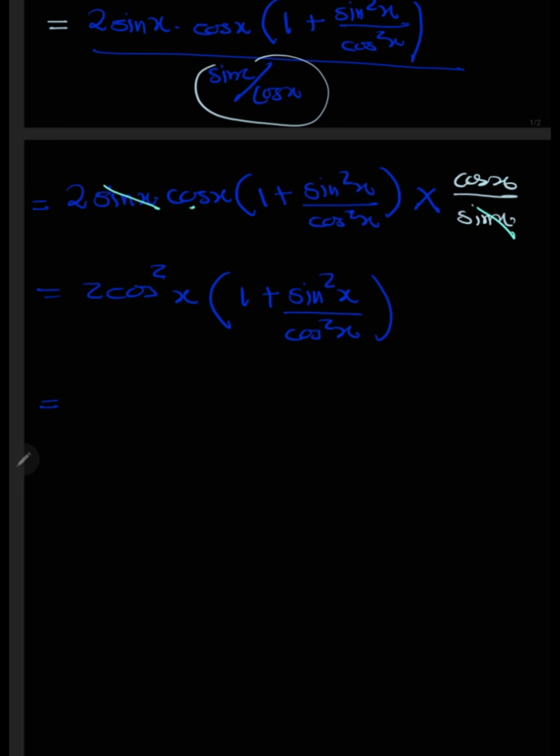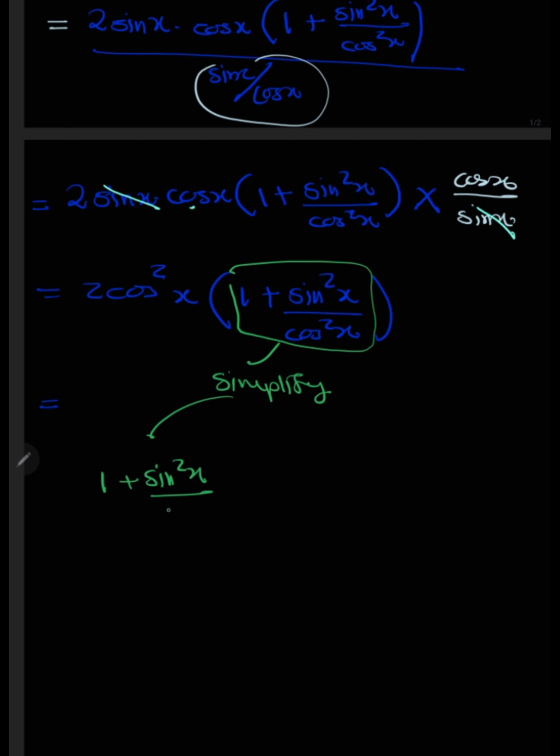Now I would advise you to simplify what's in the bracket. Let's simplify it. I'm going to use the green color. 1 plus sine squared x over cos squared x. This you are going to cross multiply. So you're going to have cos squared x plus sine squared x over cos squared x, right?